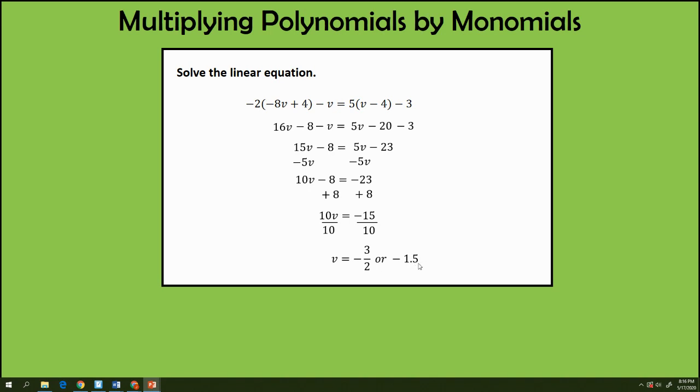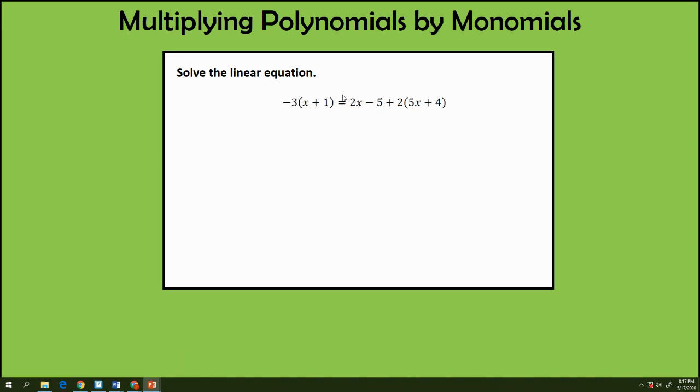a decimal, negative 1.5. The only time I would suggest writing it as a decimal is when it terminates. That means the decimal ends. You get a clear-cut answer. This isn't a repeating number. If it's a repeating number, leave it as a fraction. It's just easier. All right, so there's the example of a little bit more complex version. I have one more of those to show you just to review the process.